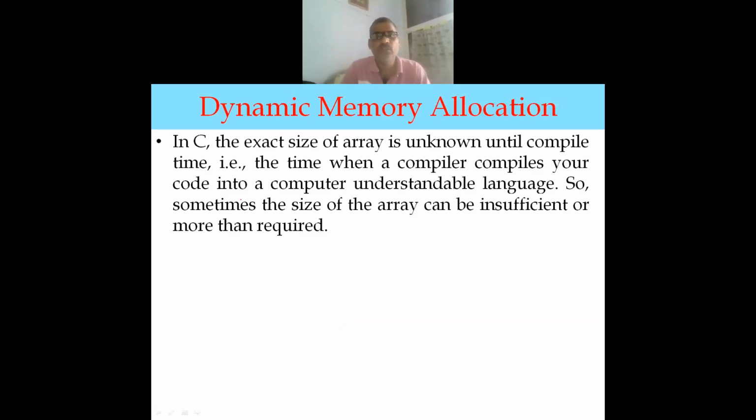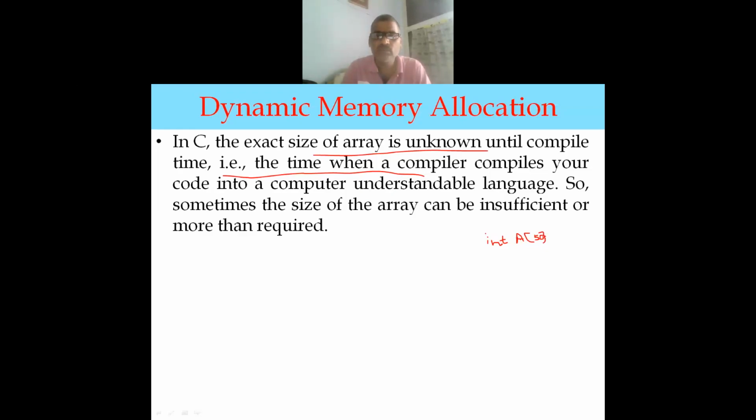Dynamic memory allocation. In C language, the exact size of an array is not known until compilation time. That is the reason that while declaring the array itself, we ensure its maximum size. Suppose an integer array A is declared as A of 50. Then we ensure that the n value must not be greater than 50.